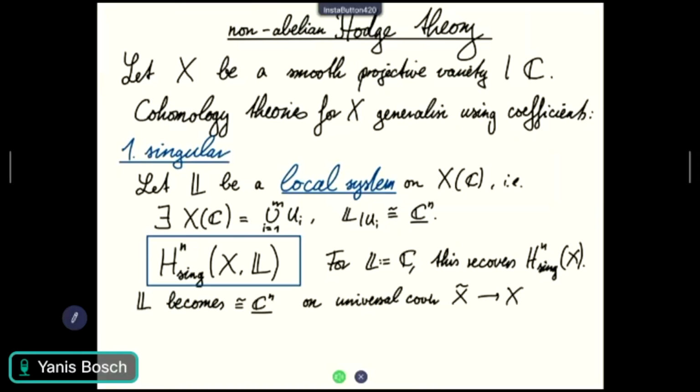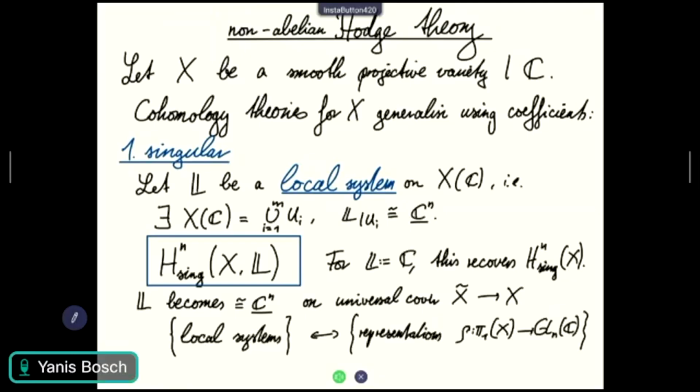Okay. Now briefly comes the part about representation. Any local system becomes constant on the universal cover, and this allows me to attach to a local system what's called the monodromy representation, which basically remembers how the fundamental group acts on this trivialization. It turns out that there's an equivalence between local systems and representations of the fundamental group with values in C.